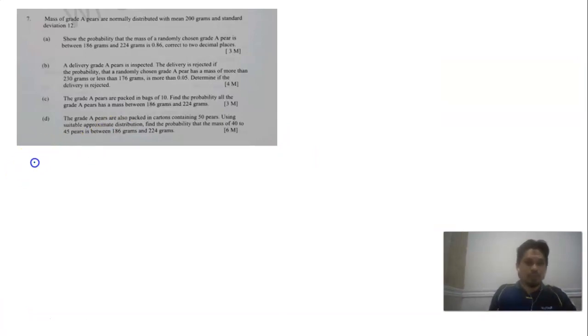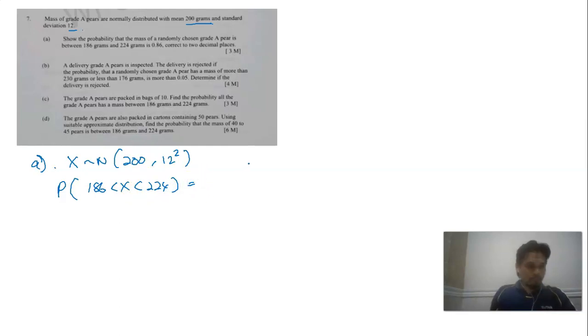Okay, so for question A, as we know X is normally distributed with a mean of 200 grams and standard deviation of 12. Okay, so recall the probability that mass is between 186 and 224 grams is 0.86, meaning here the probability of X from 186 to 224. Here we go, show that the probability is 0.86.